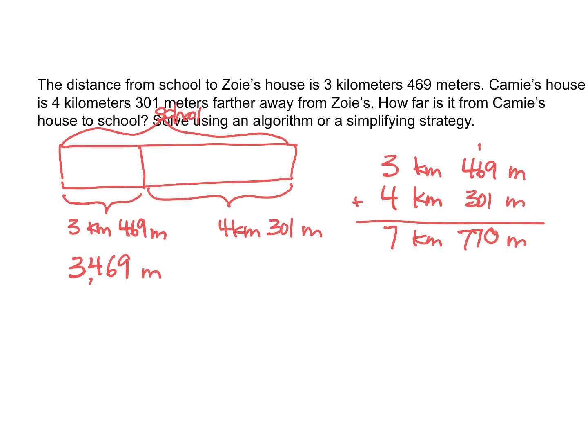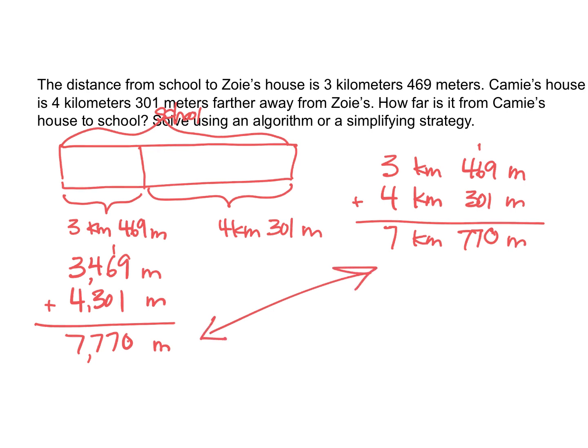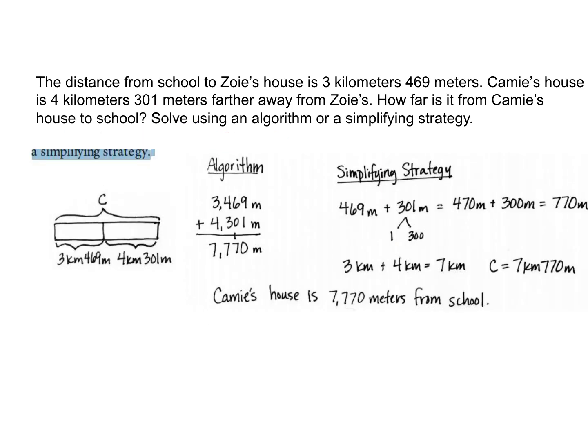Plus, same thing over here. 4 kilometers is the same thing as 4,000 meters. So we have 4,301 meters. We can keep it all in meters. Again, we're going to get the same answer. 7,770 meters, which is equivalent to 7 kilometers, 770 meters. All right, let's look at the next one.